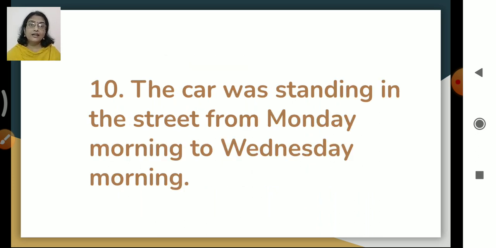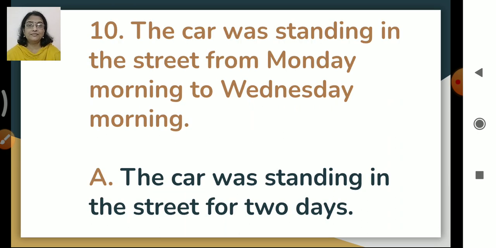10th one. The car was standing in the street from Monday morning to Wednesday morning. Now what we have to count? Monday, Wednesday, what are they? Days of the week, right? So days, we have to count the days from Monday till Wednesday. So leave Monday, count from the next one, that is Tuesday, Wednesday. So how many days? The car was standing in the street for 2 days. Got it?